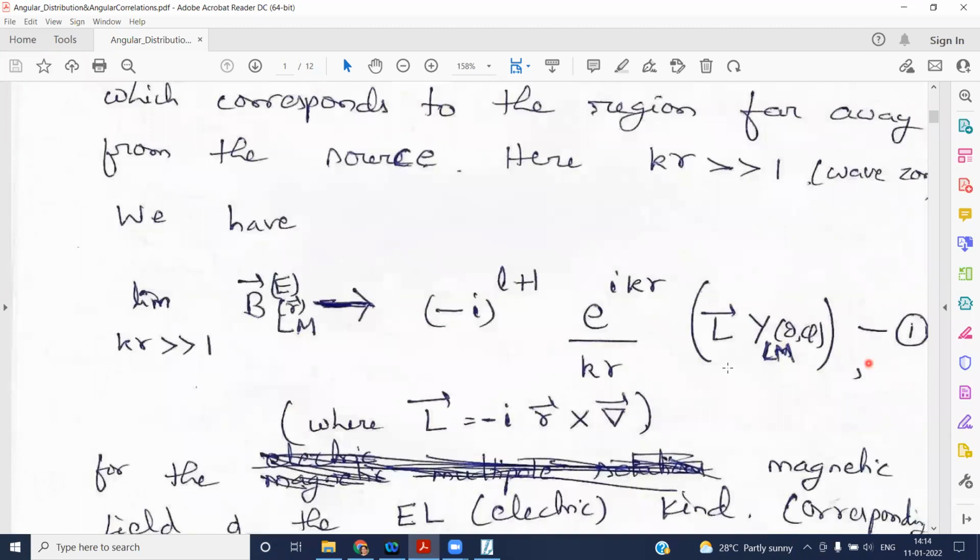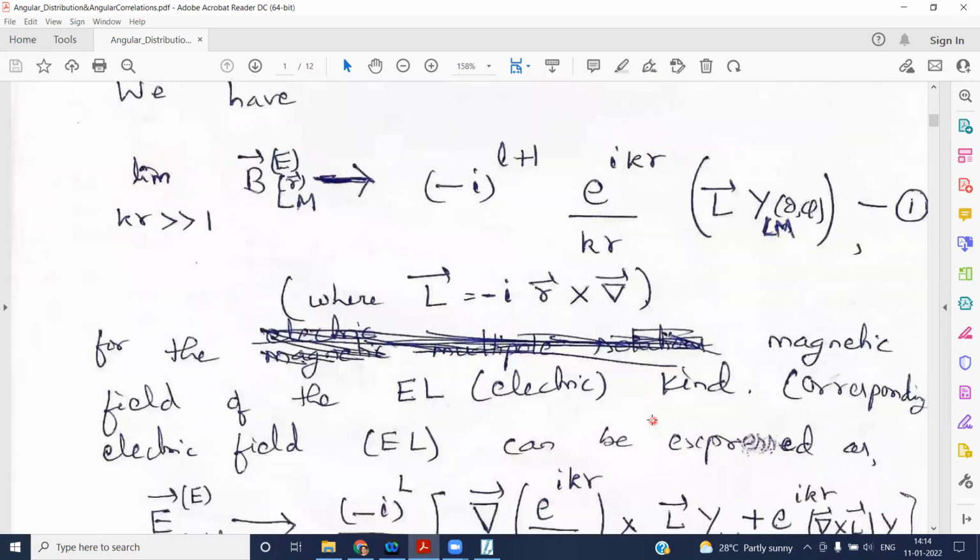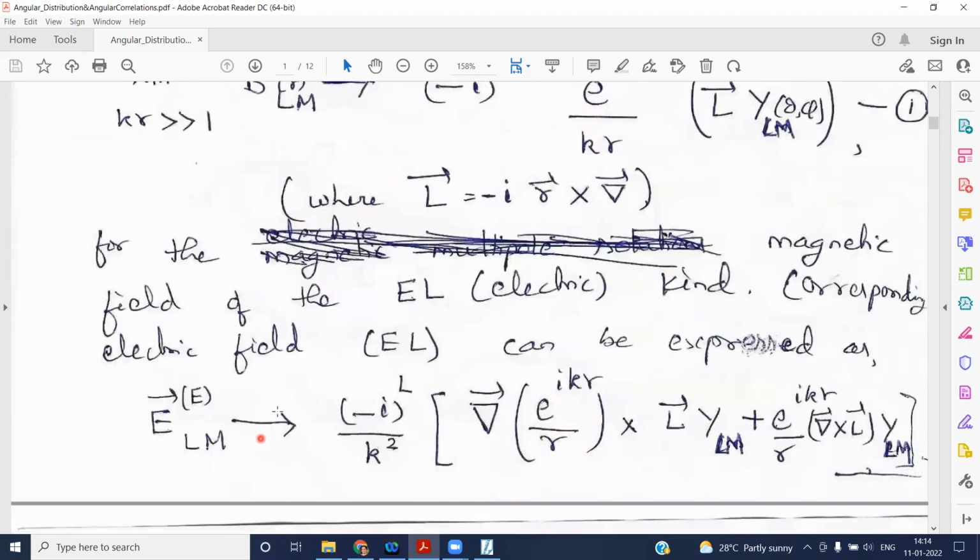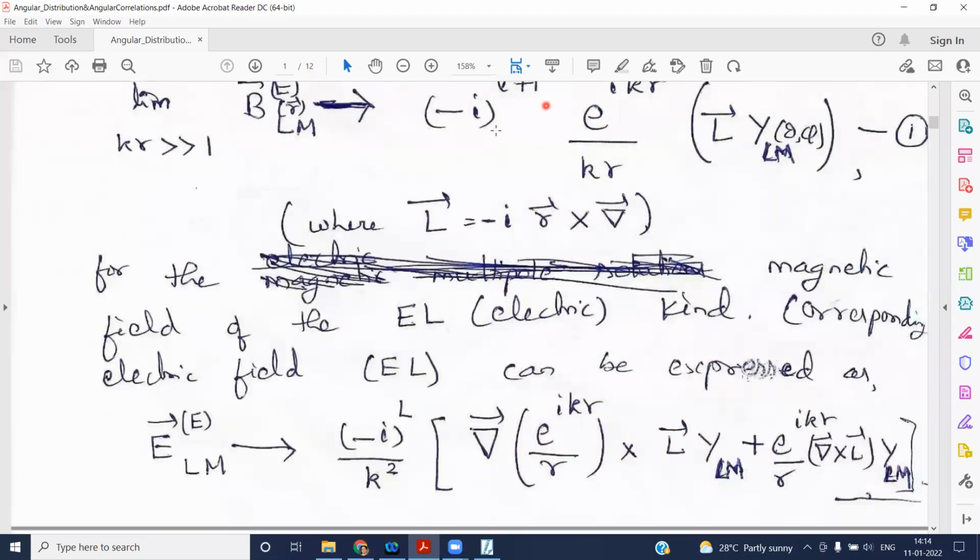So once I do that, I substitute L equal to minus i r cross del and write the corresponding electric field. What do I get? The electric field in that wave zone is going to be minus i to the power l divided by k squared, and the gradient of e^(ikr) by r crossed with L Y_lm. That is, I simplify it. There are two terms: the del operator acting only on e^(ikr) by r, and the other term where e^(ikr) by r is taken out, curl of r.